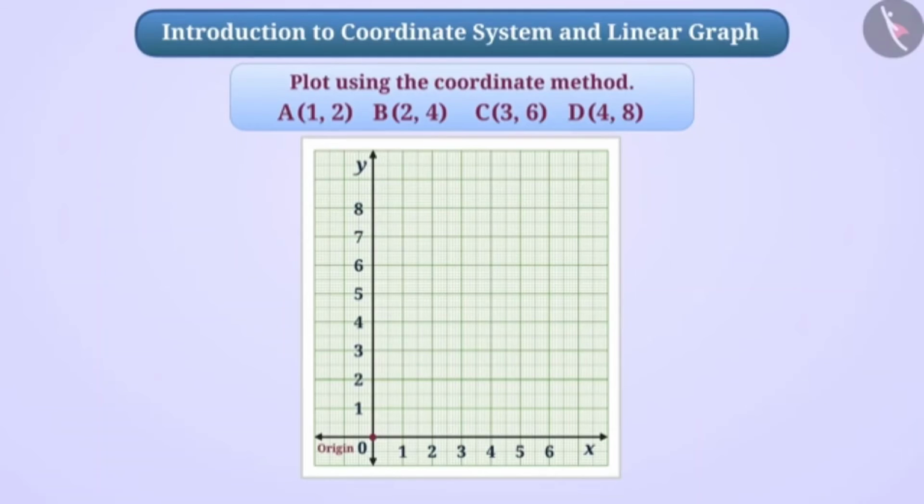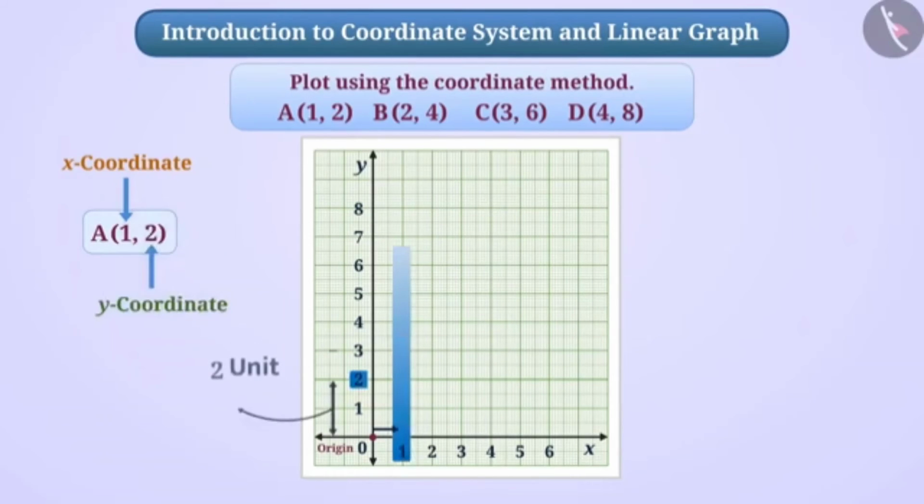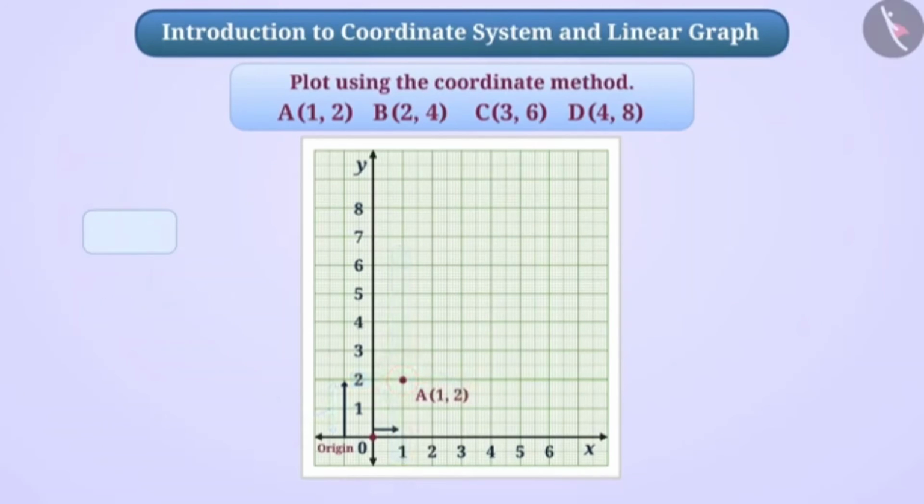Let me tell you, we see that the x-coordinate of point A is 1, which tells us that we have to move 1 unit to the right from the origin point. Since the y-coordinate is 2, we now have to move 2 units up. We will mark point A at the place obtained. Similarly, will you be able to find the location of point B? Try it. Absolutely right. The location of B can be found from x-coordinate 2 and y-coordinate 4. Similarly, we can show the location of point C and point D in this way.